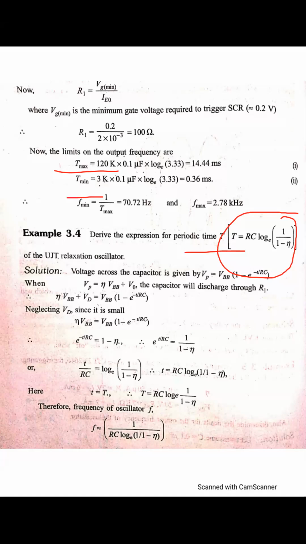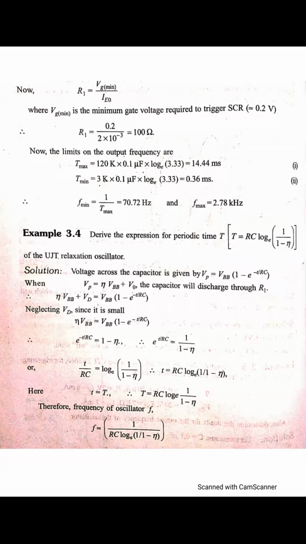Next, they can ask problems to derive the expression for the periodic time or frequency. Also they can ask for frequency F is equal to 1 by T. So that is the derivation of this expression for the periodic time: T is equal to RC log of 1 divided by 1 minus eta. So, the UJT relaxation oscillator derivation.